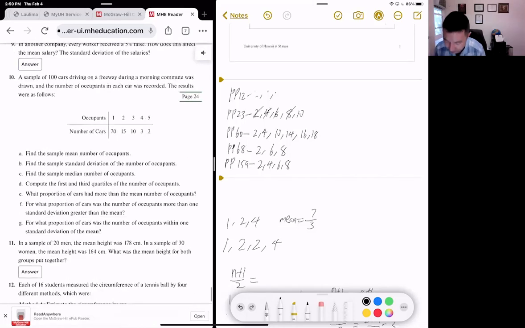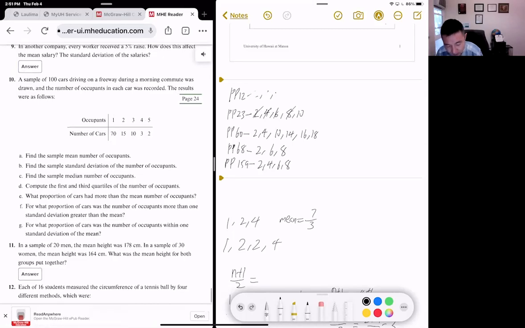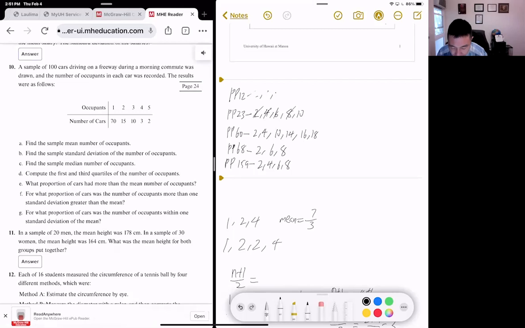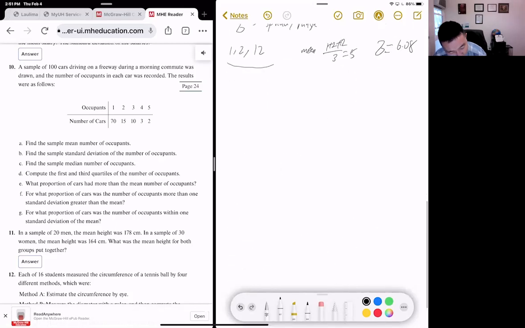And then question number 10. Here we do some calculation altogether. Very easy. A sample of 100 cars driving on the freeway during a morning commute. The number of occupants in each car was recorded, and here is the result. For example, 70 cars have only 1 occupant, and 15 cars have 2 occupants, and so on. Find the sample mean of the occupants.